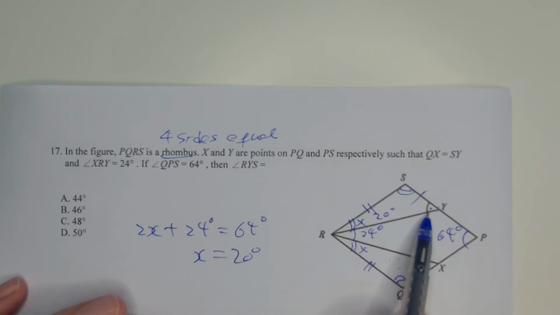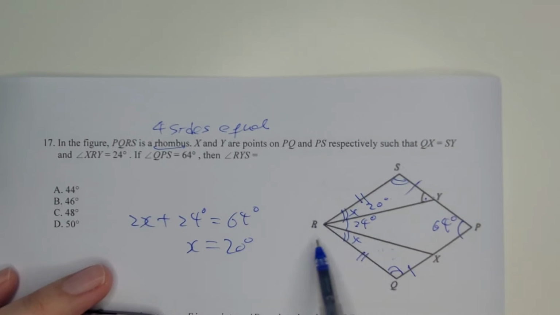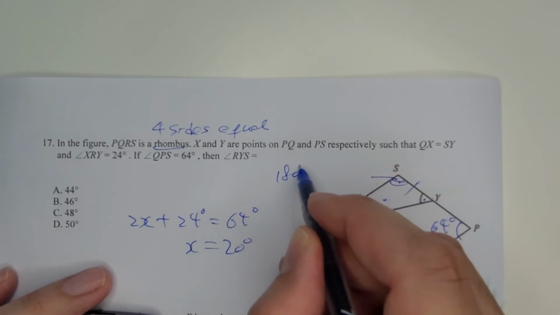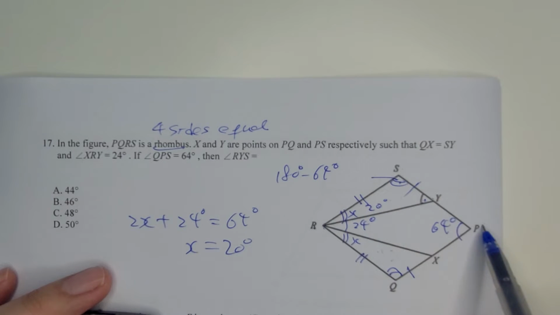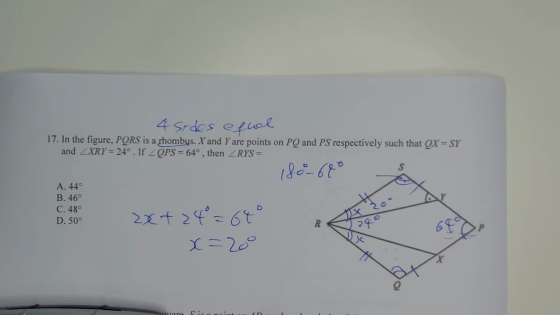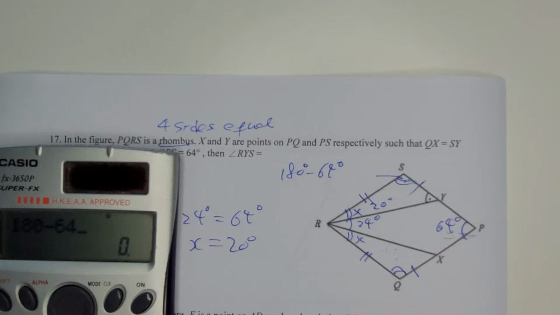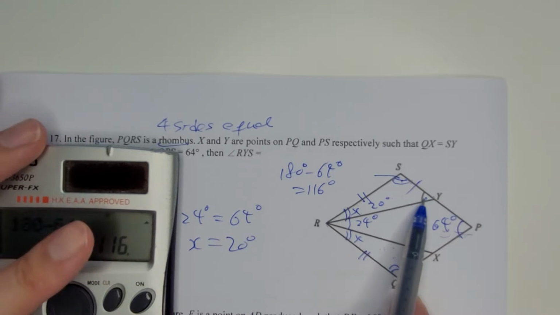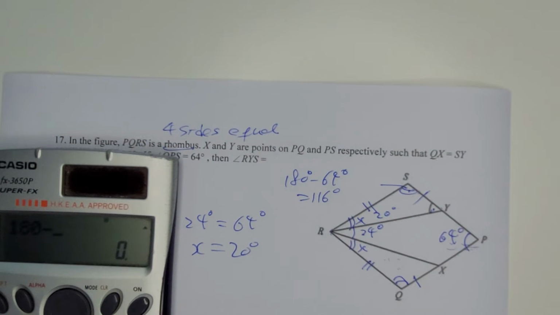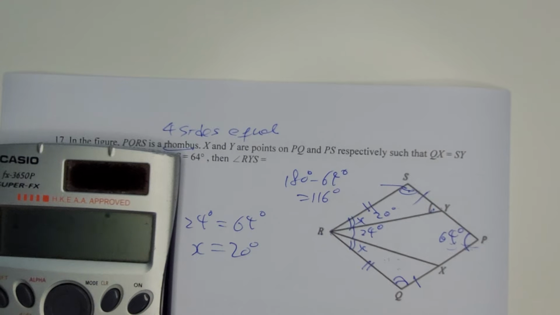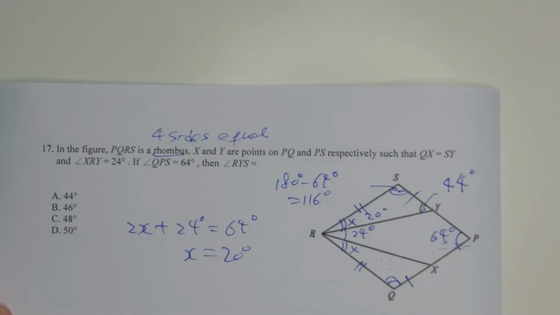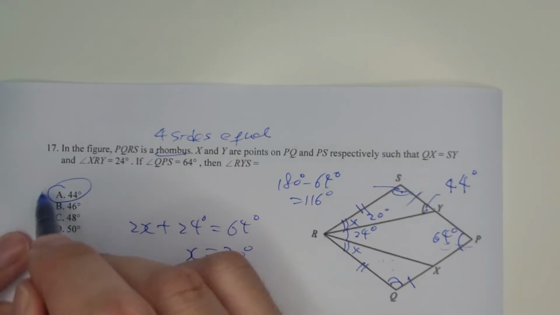So how to find this one? Remember, since this is a parallelogram, you can find this angle S also. That is 180 degrees minus 64 degrees, because they are interior angles in parallel lines, the sum of these two will be 180 degrees. So 180 degrees minus 64, you get 116. So finally, you can get this angle: 180 degrees minus 20 minus 116. So you get this angle will be 44 degrees. And hence, the answer would be A.